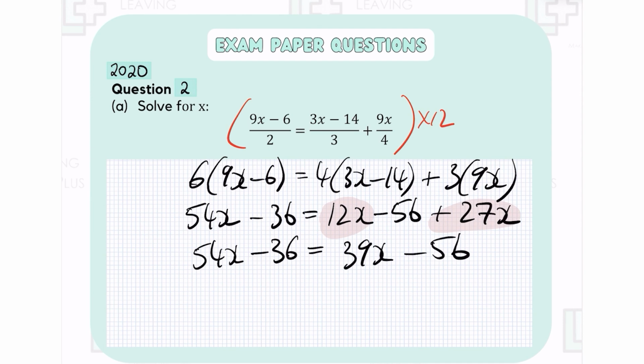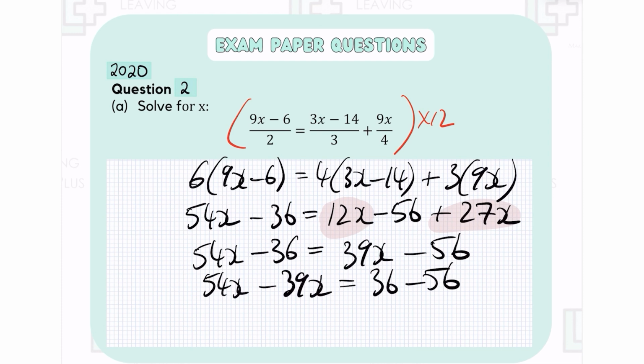Okay, now we want to balance a small bit. So what balancing means is we are going to get rid of things on either side. So I want to get rid of that minus 36 by adding 36 to both sides. And then I'm also going to get rid of plus 39x by taking 39x from both sides. This will leave me with my final line of 54x minus 39x equals 36 minus 56.